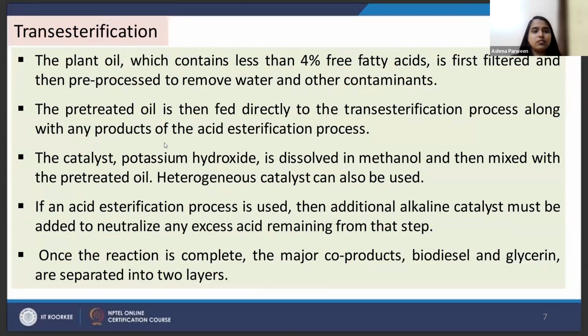Then next is transesterification. The plant oil which contains less than 4% of free fatty acid is first filtered and then pre-processed to remove water and other contaminants. Then this pre-processed oil is fed to the transesterification process along with any products of the acid esterification process.